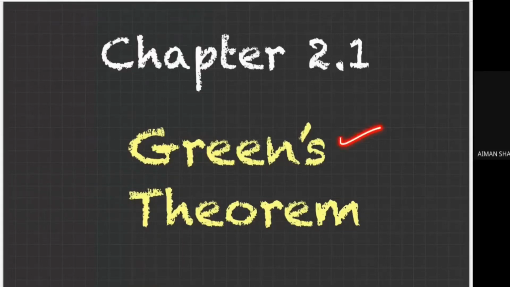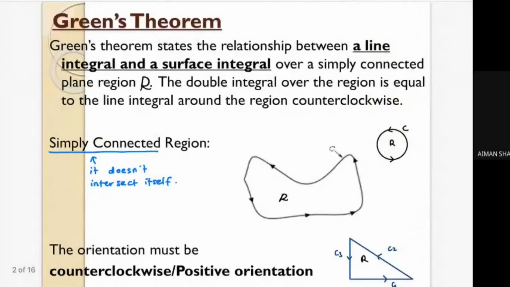1.1 Green Theorem. After this, we will learn about the Stokes Theorem and also the Gauss Theorem. So what is the Green Theorem? In this Green Theorem, you will use the line integral and also the surface integral. Green Theorem states the relationship between a line integral, which is a single integral, and the surface integral, which is a double integral over a simply connected plane region R.